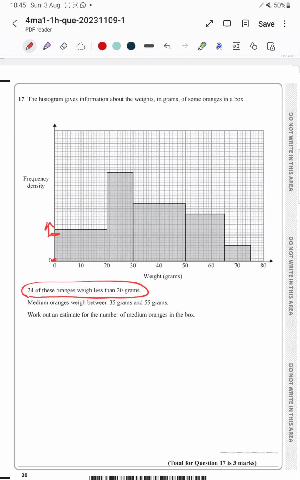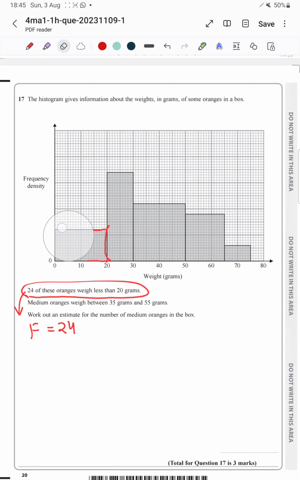So 24 of the oranges, that is the frequency. This is the frequency 24, and they are weighing less than 20 grams. So this is 20 grams. Basically they are talking about this area, because as I said, frequency is equal to the area. Here we have been given less than 20 grams, so we will take only this area.